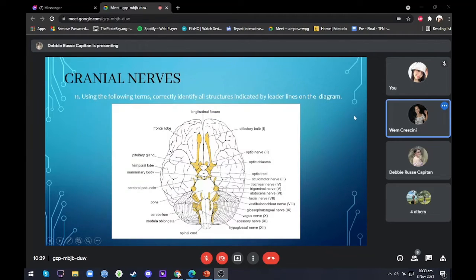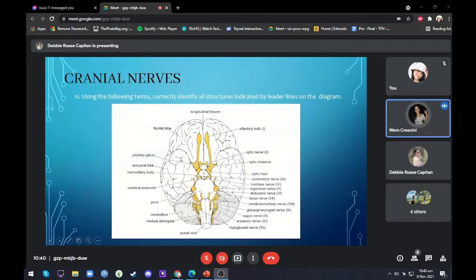So we have here the next topic, the cranial nerves. So number 11, using the following terms, correctly identify all structures indicated by leader lines on the diagram. So you have here at the top, the longitudinal fissure, and then on the left side of the brain, we have the frontal lobe, the pituitary gland, the temporal lobe, the mammillary body, and then the cerebral peduncle, and then in the middle, we have the pons, and then the cerebellum, and then the medulla oblongata, and the last one on the left side is the spinal cord.